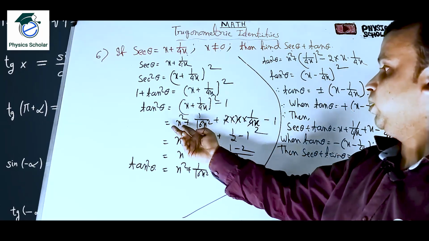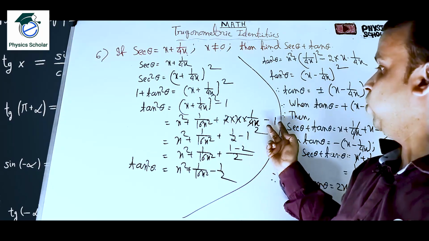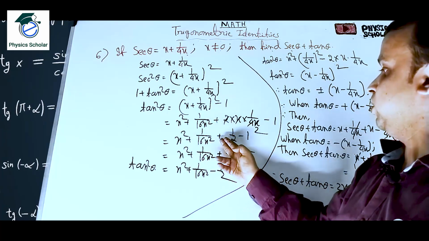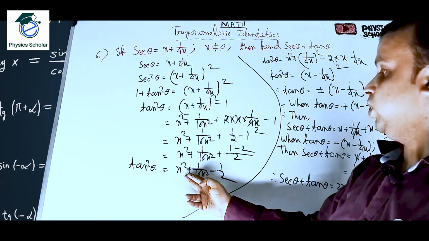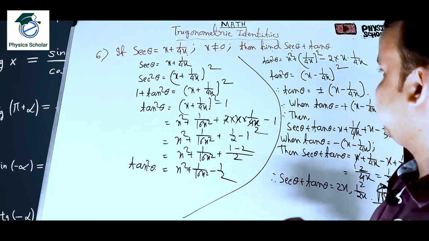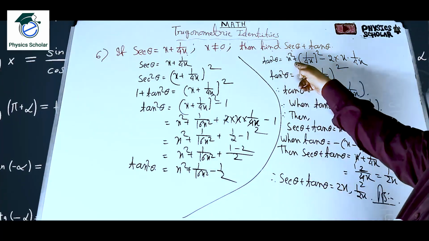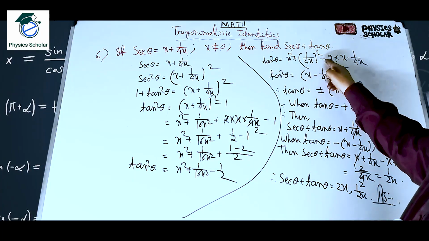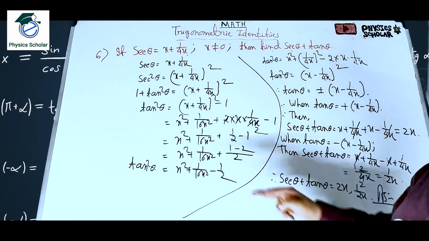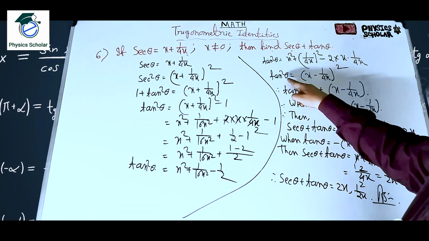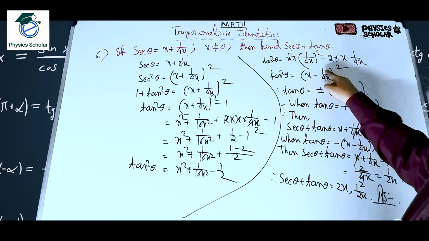So what is the formula? A square plus b square plus 2ab, minus 1. So x square plus 1 by 16x square plus half minus 1, that means minus half. So tan square theta is x square plus 1 by 16x square minus half. So tan square theta is equal to x square plus 1 by 16x square minus 2ab. Okay, if we calculate this, then it is coming minus half. Now tan square theta is equal to (x minus 1 by 4x) whole square.